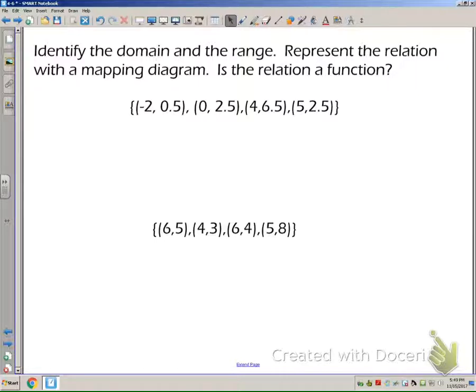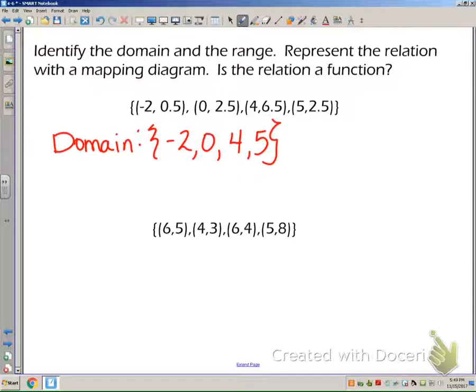So first of all, we need to identify the domain and the range. So we know the domain, we said, was the same as the x variable. So if each one of these numbers is an ordered pair, then my domain would be all of the values of x. It's the x values in the ordered pair. So I've got -2, 0, 4, and 5. That is my domain. I took the x value of that ordered pair, the x value of this ordered pair, the x value of that ordered pair, and lastly the x value of that ordered pair.